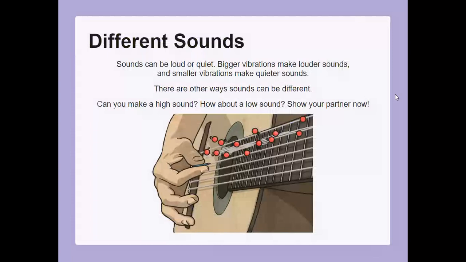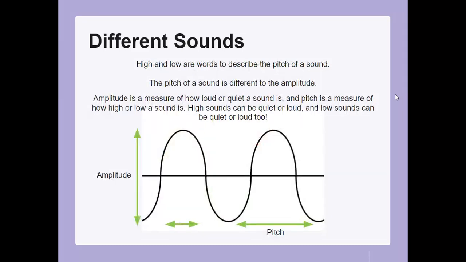Different sounds. Sounds can be loud or quiet. Bigger vibrations make louder sounds and smaller vibrations make quieter sounds. There are other ways sounds can be different. Can you make a high sound? How about a low sound? Show your partner now. Hopefully you've got a sibling or adult nearby and you can show them your high and low sounds.